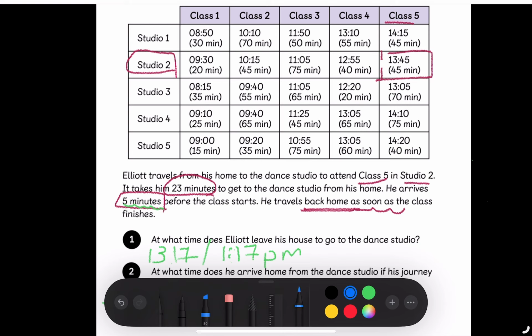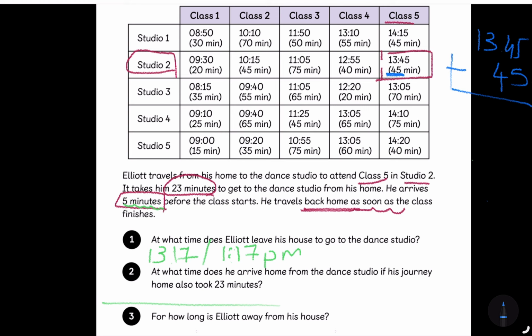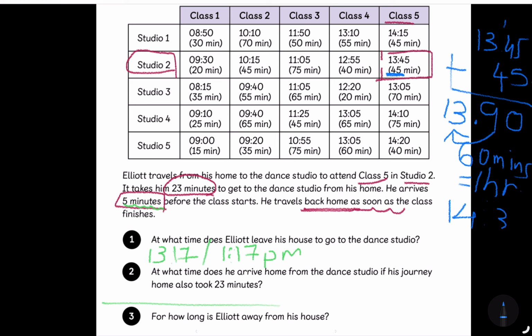So I have my 13:45, which is 1:45 p.m. apparently. At 1:45, now he took 23 minutes again to come home. But before that, the hint says the class is of 45 minutes. So I will first add this 45. In adding, 5 plus 5 is 10, 4 plus 4 is 8, plus 1 is 9, and 13 stays as it is, right? But we know in time, 60 minutes equals 1 hour. Therefore, from here I will borrow 60 and it will become 14:30. That is 2:30 p.m.